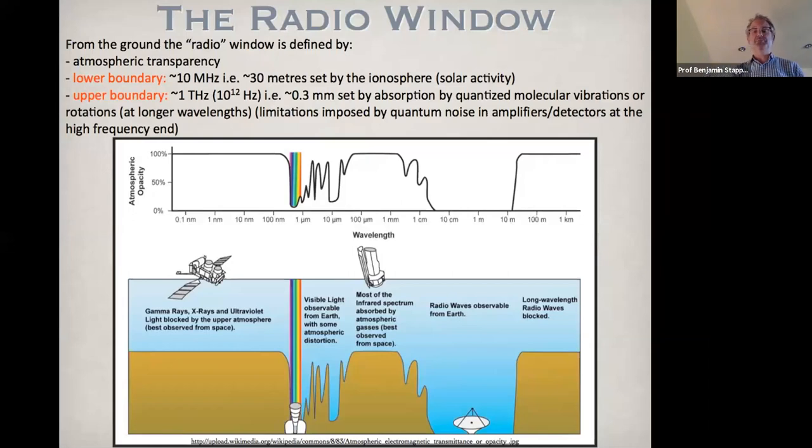And so that means that we can build our telescopes, like the one shown in the bottom graphic, on the Earth, which means that we can take advantage of the relative cheapness of doing that compared to having to launch the satellites that you can see for doing infrared and gamma ray or X-ray or ultraviolet astronomy. And so radio astronomy is predominantly done from the ground, although, as some of you may know, there are also some radio telescopes that are used in space for doing very long baseline interferometry.